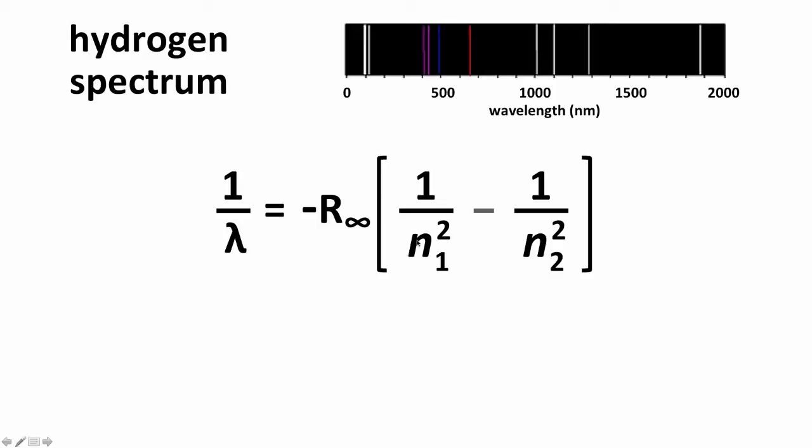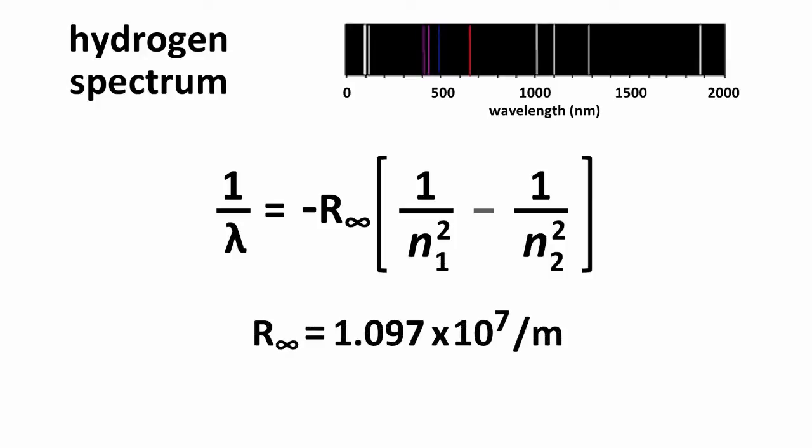and here the integers could be any integer, 1, 2, 3, 4, etc. And this relationship, with R equals 1.097 times 10 to the 7th per meter, a constant sometimes called the Rydberg constant, and n1 and n2 being some integers, that relationship held for hydrogen. They didn't know why, but they nonetheless had established this relationship.